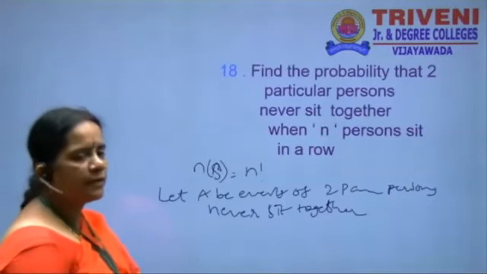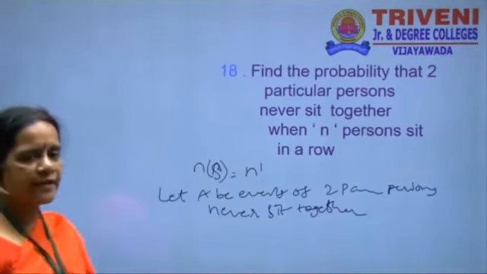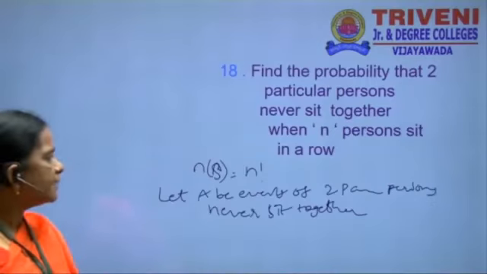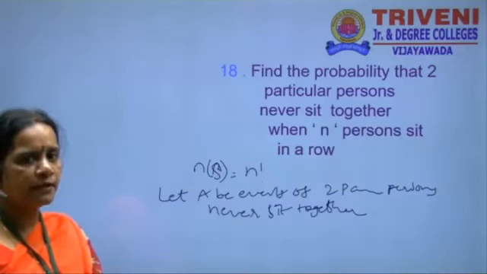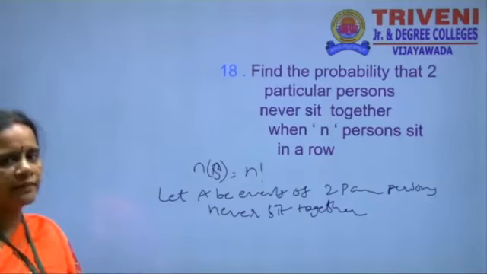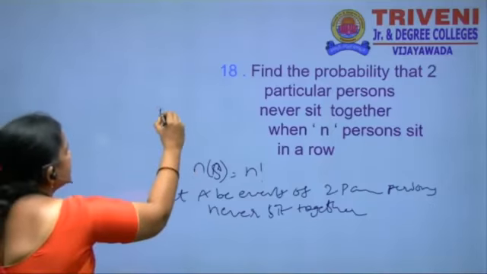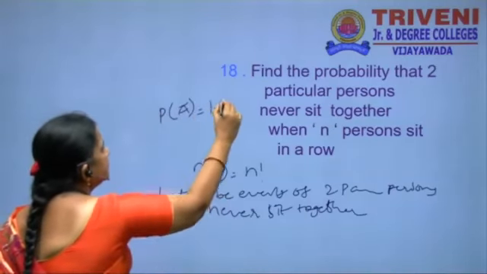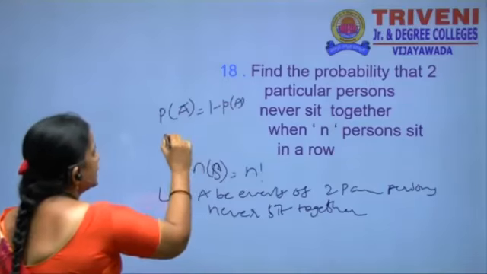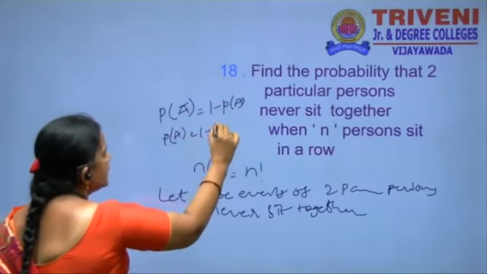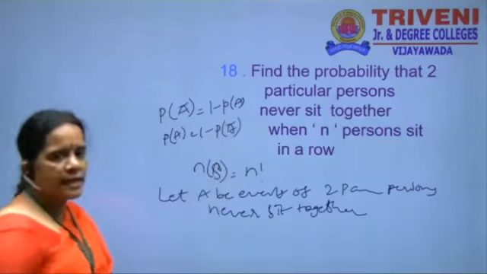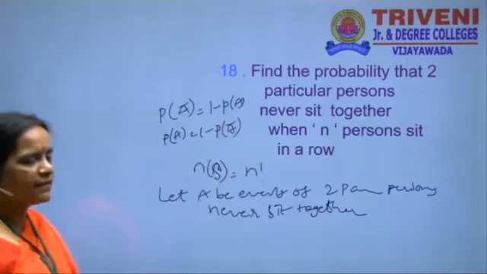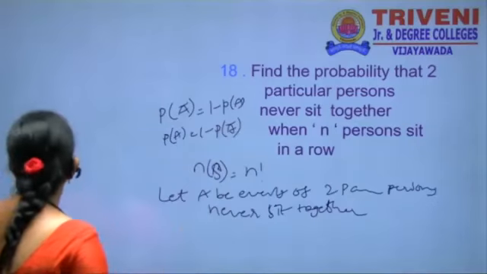Here also find the probability of two particular persons never sitting together. First we take A as the event of getting never sit together, but A bar is the event of taking two particular persons sitting together. That's why I have to find first P of A bar. P of A is equal to 1 minus P of A bar. A is the event of getting two persons never sitting together, and A bar is the event of getting two persons sitting together.